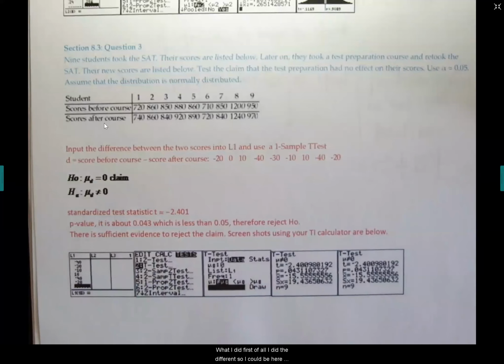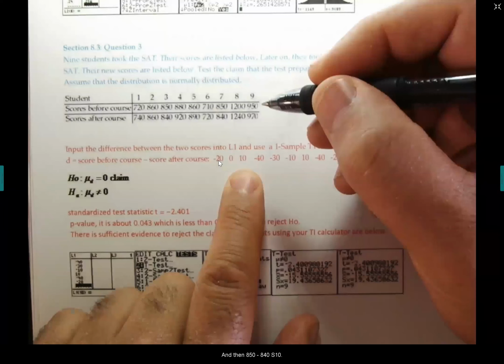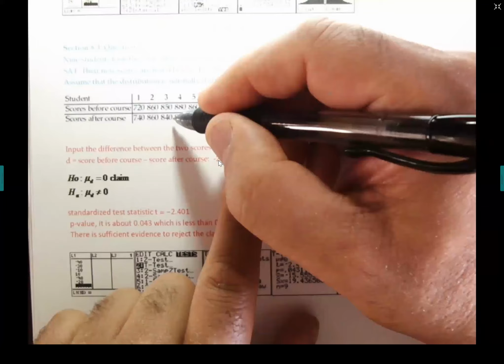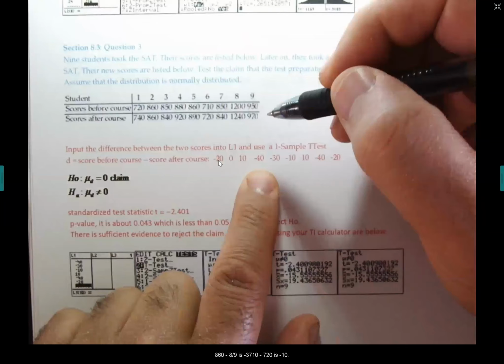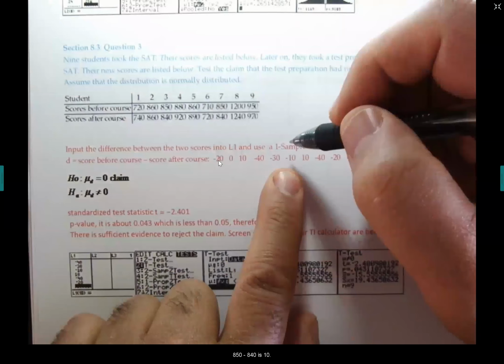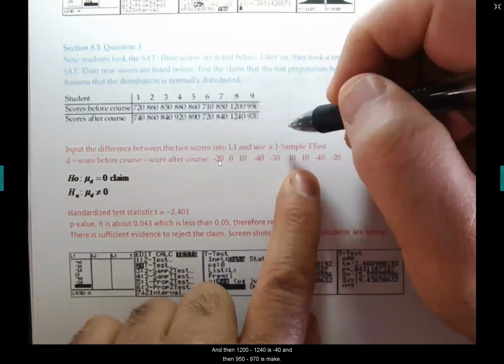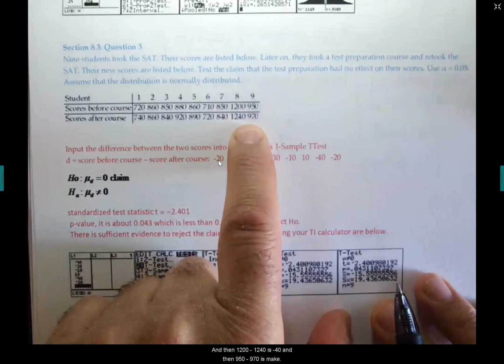What I did, first of all, was the difference. So I put D here and I did 720 minus 740. It's negative 20 right here. And then 860 minus 860, guys, is 0. And then 850 minus 840 is 10. 880 minus 920 is negative 40. 860 minus 890 is negative 30. 710 minus 720 is negative 10. 850 minus 840 is 10. And then 1200 minus 1240 is negative 40. And then 950 minus 970 is negative 20.